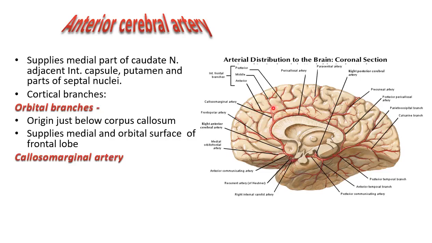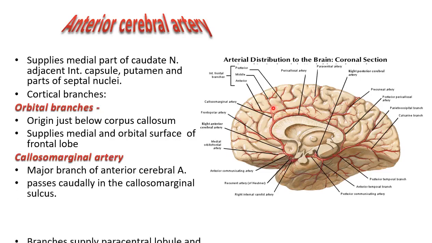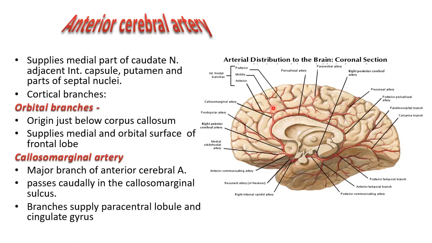It mainly supplies one important area, your paracentral lobule. It actually supplies your paracentral lobule and then your cingulate gyrus. The paracentral lobule is here. The medial surface around the central sulcus is called the paracentral lobule, so that is mainly supplied by your calloso-marginal artery. And also it supplies your cingulate gyrus.